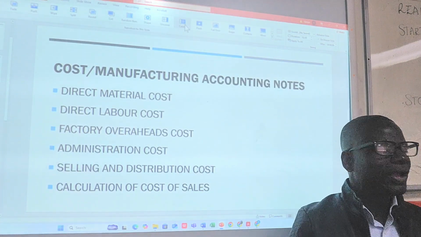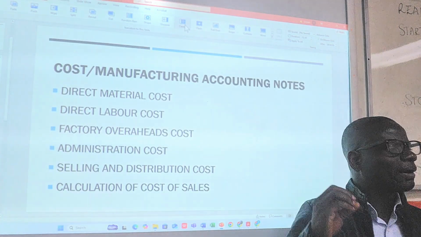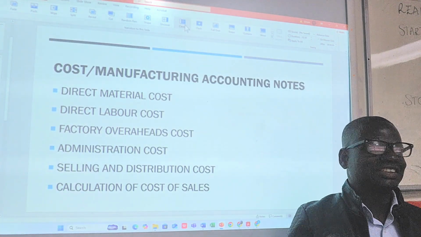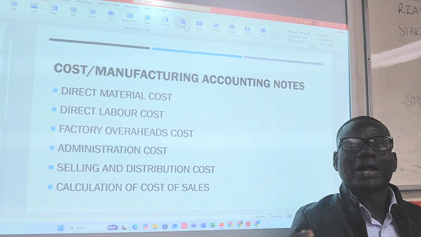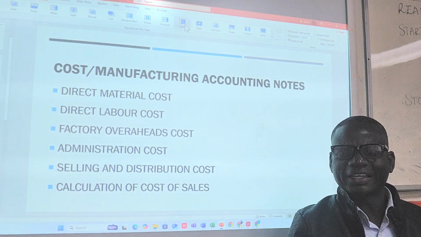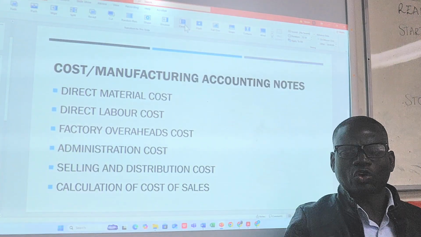There's no way you do number 6 without knowing all the others, because numbers 1 to 3 give all the cost of production of finished goods. That is what we add to the finished goods at the beginning, then remove the finished goods at the end from it, to give the cost of sales.